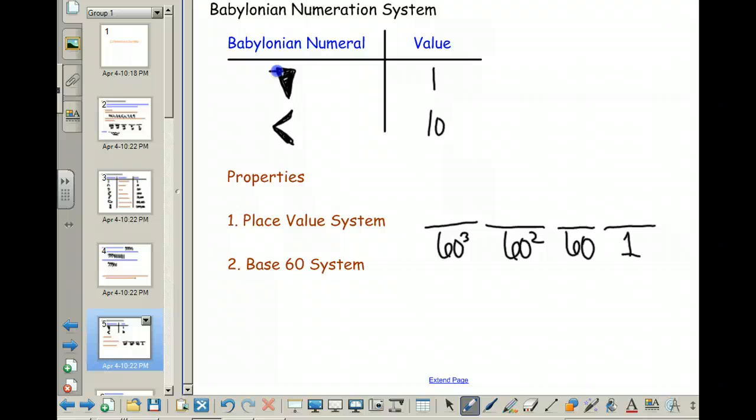So if I wanted the number 59, that's probably the worst number in their system, right? Because I'm going to have to draw 5 of these less than signs, and then I'm going to have to draw 9 of these little triangles. Everybody with me? The 60 is really nice, because then I'm just drawing one place over, and we'll talk a little bit more about that in a minute.